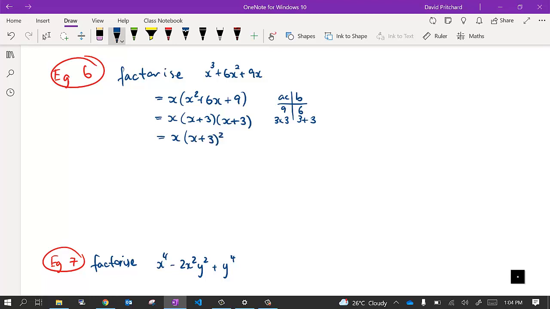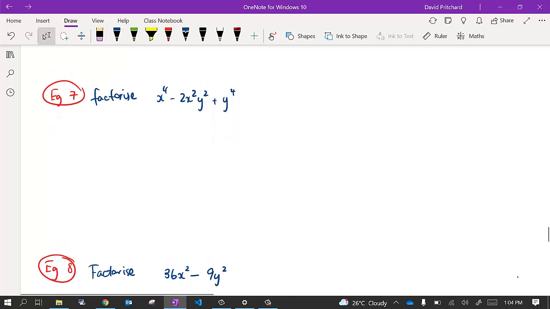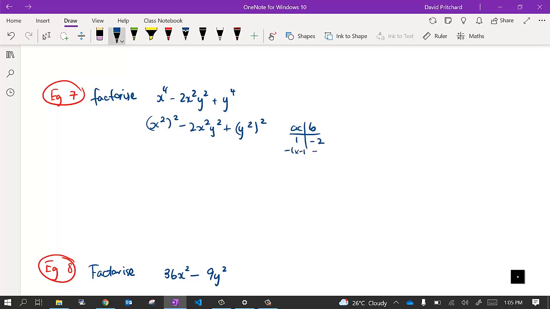So nice and simple. The next one is again having to recognize that it's a quadratic, but it's in terms of x squared and y squared. So if we think of this as x squared squared, take 2x squared y squared, and y squared squared, then hopefully you can see this as an a, c, and b scenario. So a times c is 1, b is negative 2, and so therefore it's negative 1 by negative 1, negative 1 plus negative 1, so it's another perfect square.